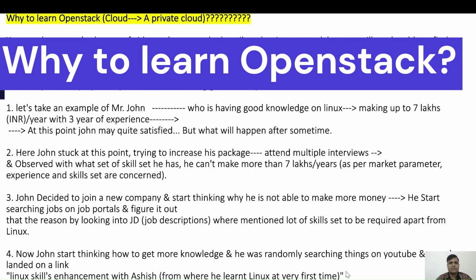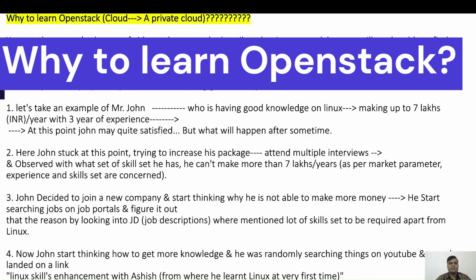Let's take an example of Mr. John, who has good knowledge of Linux and is making up to 7 lakhs INR per year with 3 years of experience. This number could be anything. I've just taken a random number to explain to you. So at this point, John may be quite satisfied. But what will happen after some time?